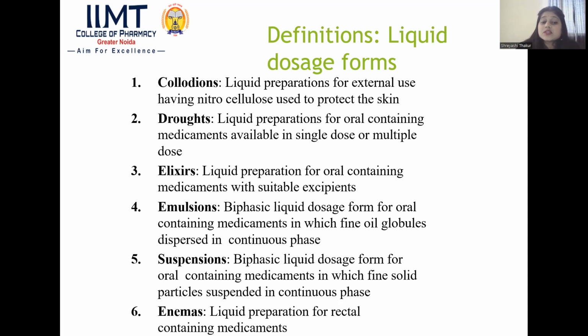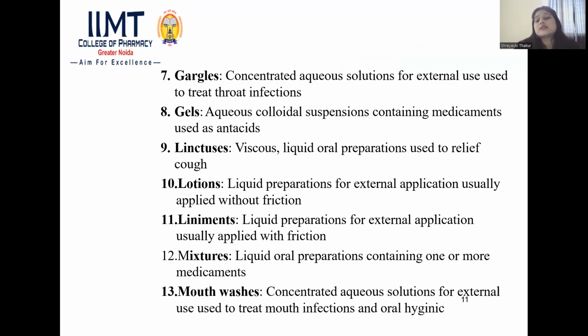What are enemas? Enemas are liquid preparations for rectal use only, containing medicaments. Then my next slide is gargles. Gargles are concentrated aqueous solutions which are used to treat throat infection. Gargles are very common and are generally used by patients in case of any type of throat infection. The next one is gel. What is gel? Gel is an aqueous colloidal suspension containing medicaments which is used as an antacid.